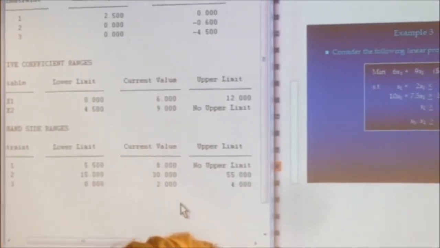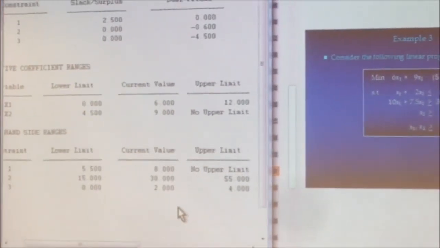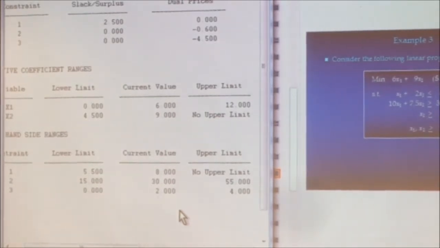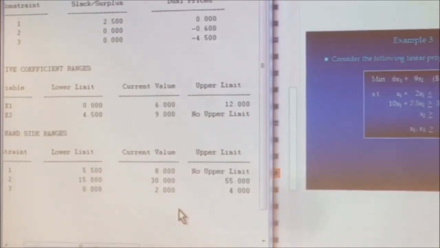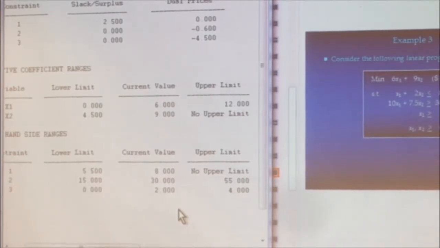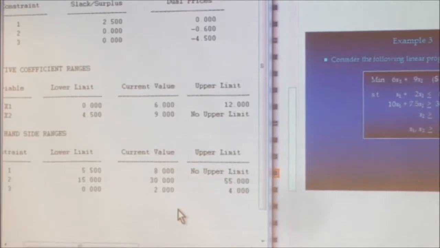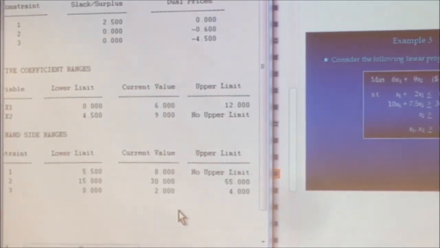See the 30 and the 2 down at the bottom there, the right-hand side. Only about 25 units showed up to the dock of constraint 2's resource, whatever that resource is. And constraint 3's resource, 3 units showed up to the dock. Are you ready? Are the dual prices still valid, yes or no?